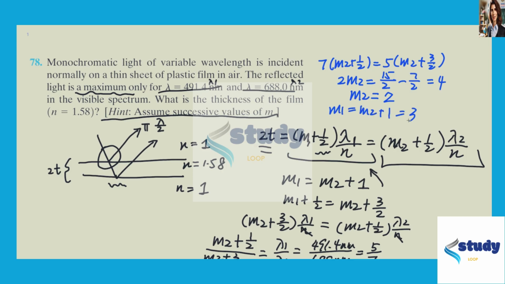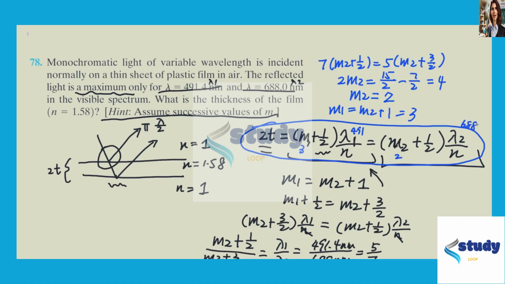So what is the thickness of the film? We can find that by going back to this equation. So we can use m1 equals 3. We can plug in m1 to this one, then lambda is 491. Or we can plug m2 into this one, and then use lambda 2 equals 688. So it should give us the same answer.